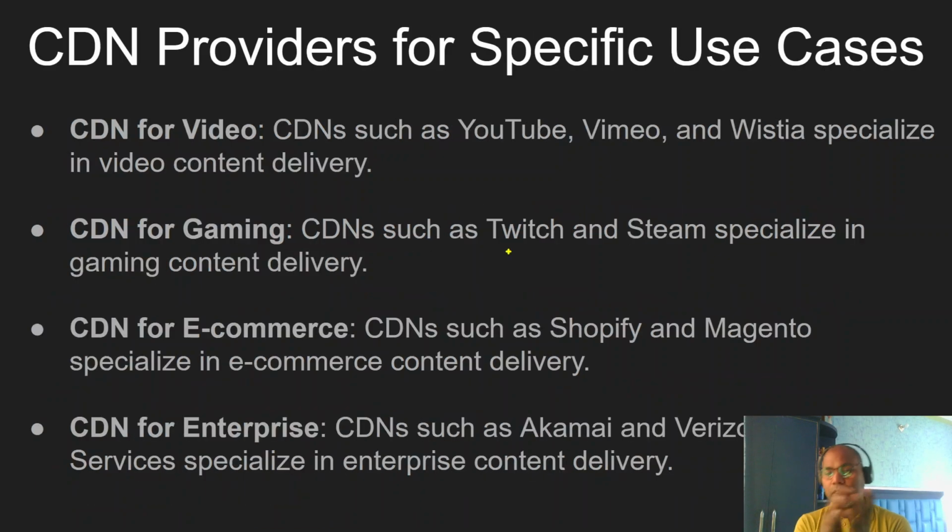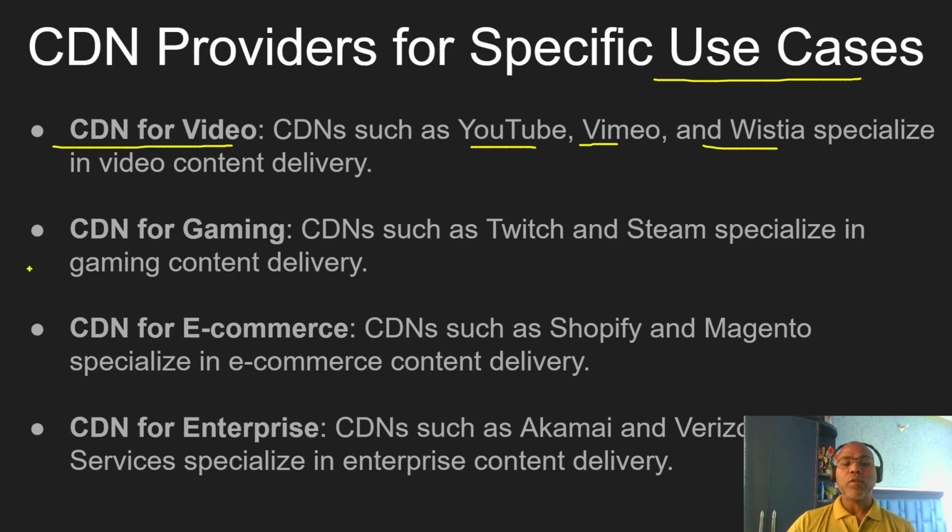You can even use a CDN server for specific use cases. What kind of use cases? Specialized CDNs are available. Let's say I need a CDN for video processing, or my application is highly dependent upon video, such as YouTube. You can use YouTube as a CDN provider, Vimeo or Vista. These are specialized video content delivery networks. Similarly, you can go for a CDN for gaming. Nowadays lots of remote games and online games are played, so for that we need a specific CDN for the gaming server to stream the gaming content.